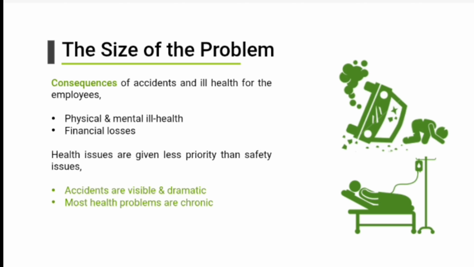Workplace-related accidents can result in severe injuries, disabilities, and even loss of life. These physical consequences can have a lasting impact on the affected individuals and their families. Additionally, mental ill health is also a significant concern. Stress, anxiety, and depression can arise from work-related factors such as high workload, long working hours, or a hostile work environment. These mental health issues can affect productivity, job satisfaction, and overall well-being.